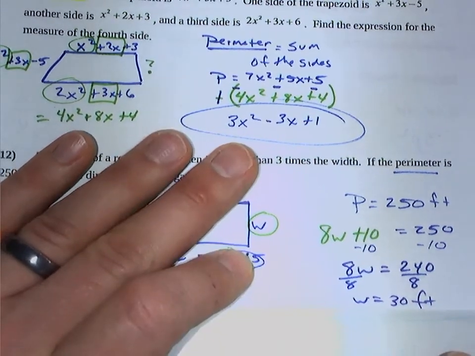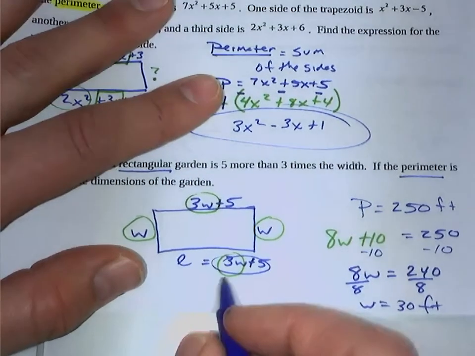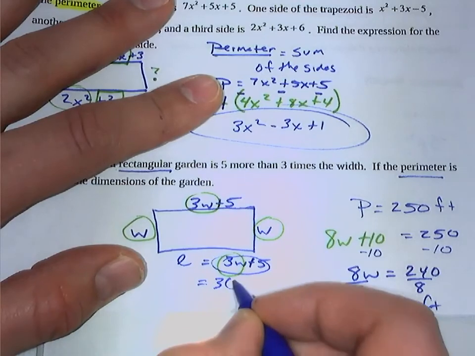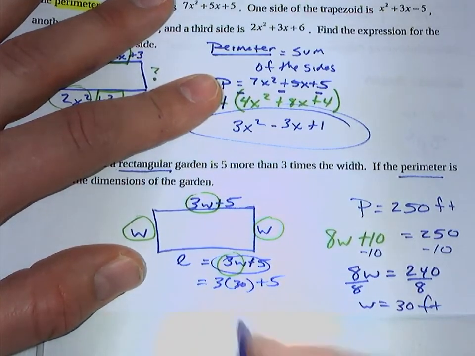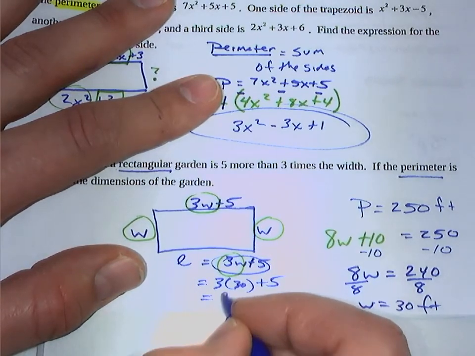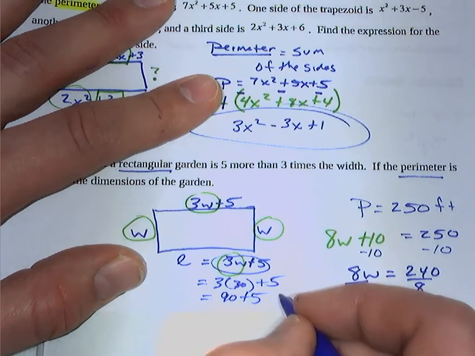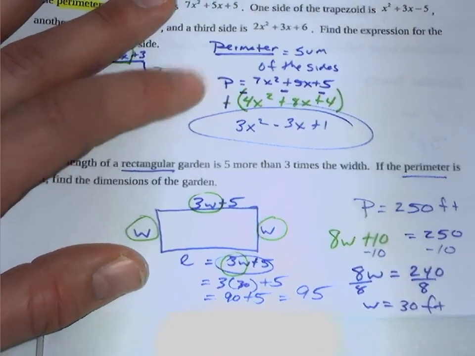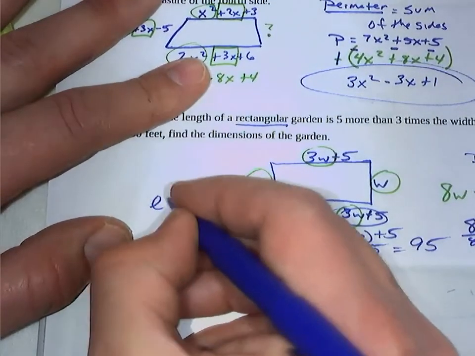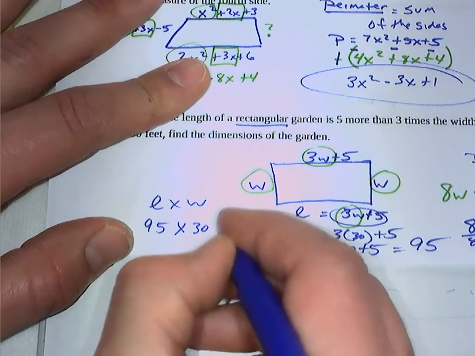So we get w is 30 feet, and they want the dimensions. That means they want both of them, the width and the length. Go ahead and plug that in. 3 times 30 plus 5. What's 3 times 30? What is that, 90? 90 plus 5? What is that, 95? So my length and width is 95 by 30. And we're talking about feet here.